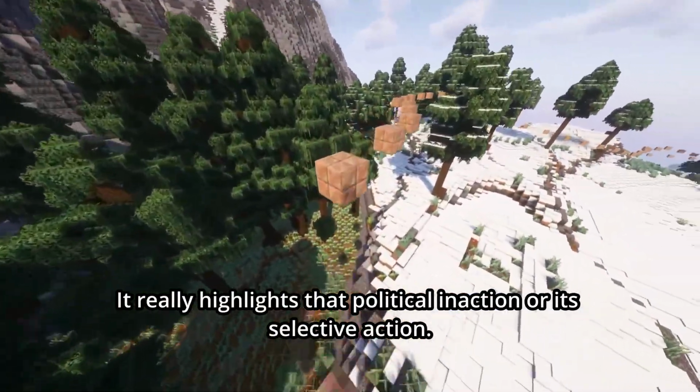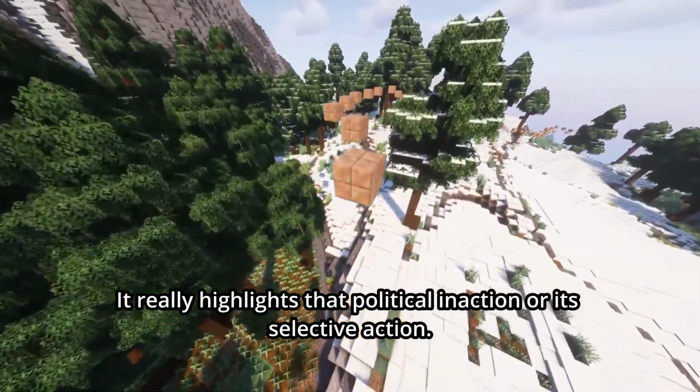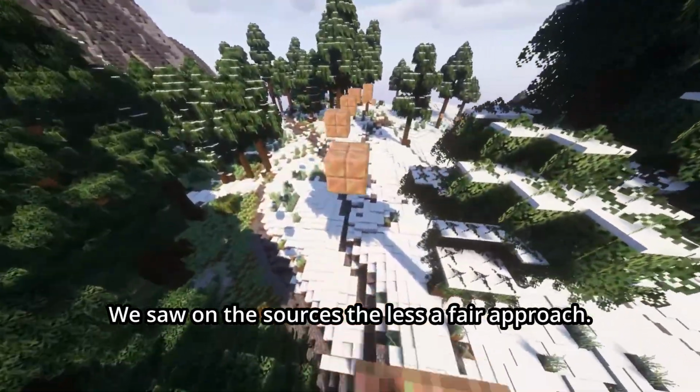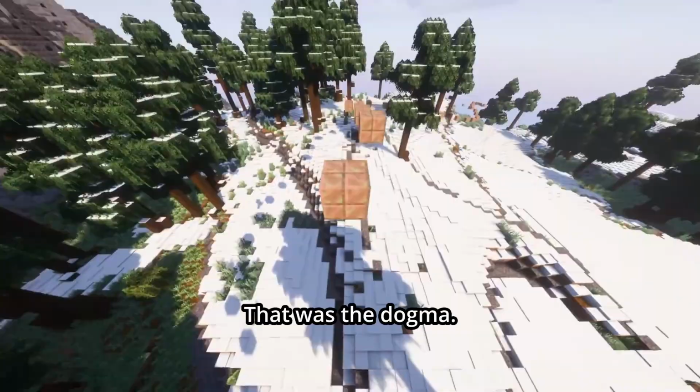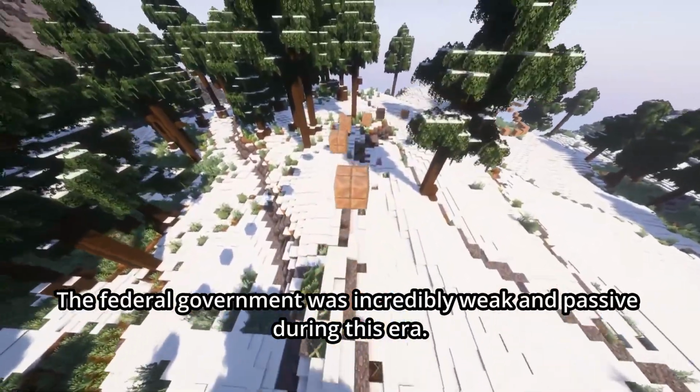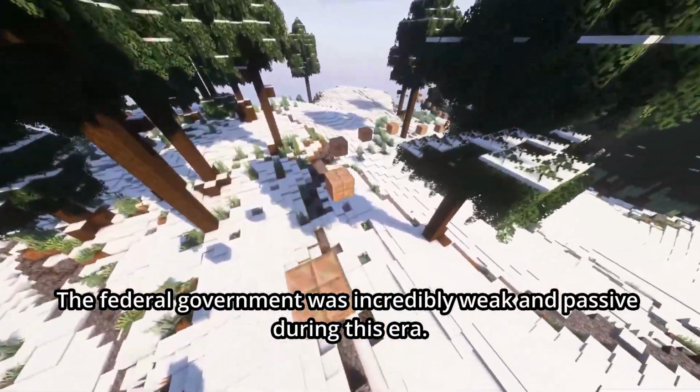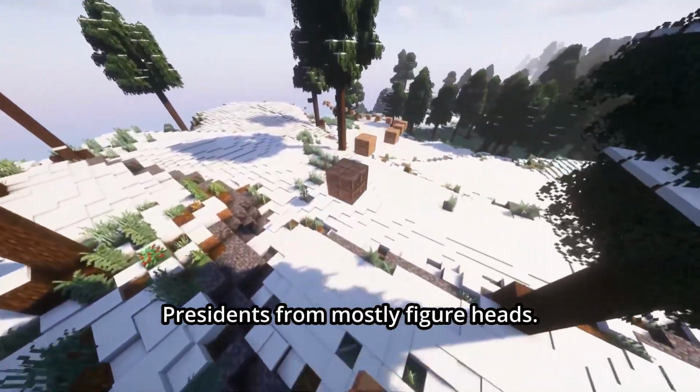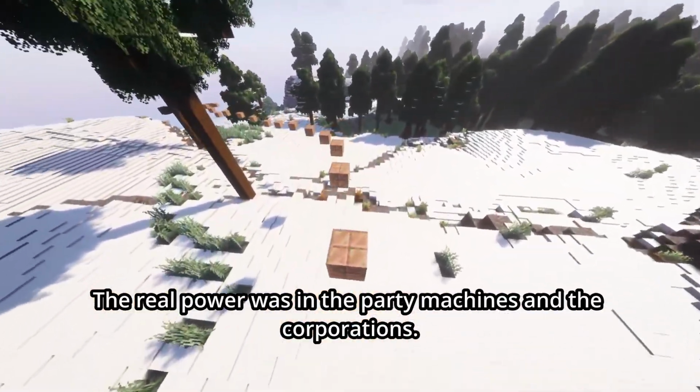That is a powerful thread to pull through the whole essay. It really highlights that political inaction or selective action we saw in the sources, the laissez-faire approach. Hands off. That was the dogma. The federal government was incredibly weak and passive during this era. Presidents were mostly figureheads. The real power was in the party machines and the corporations.